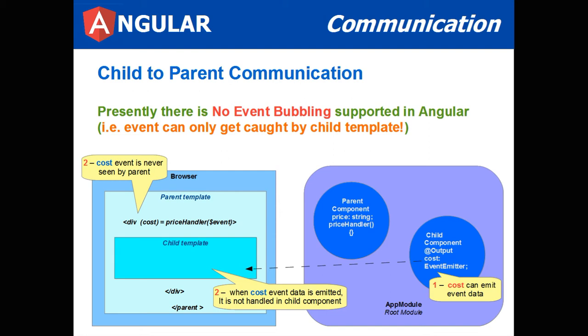Okay, so I made the statement, there is no event bubbling supported in Angular. That is, the event can only get caught by the child template. Okay, so in the child component, number one, you can emit the event data. When the cost event data is emitted, if it's not handled by the child component, it will never be seen by the parent component.